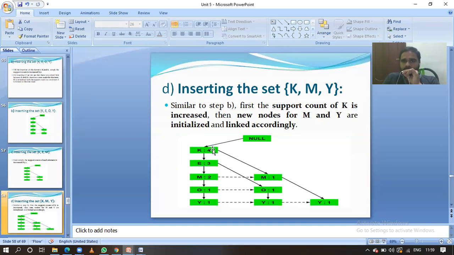and we have to draw an arc from K to M. After that we have Y, which means create a new node, write its support down and initialize that one to 1. Okay, write a branch from that one.